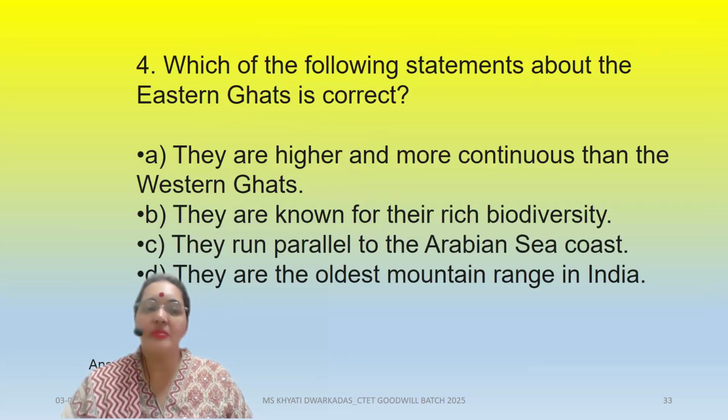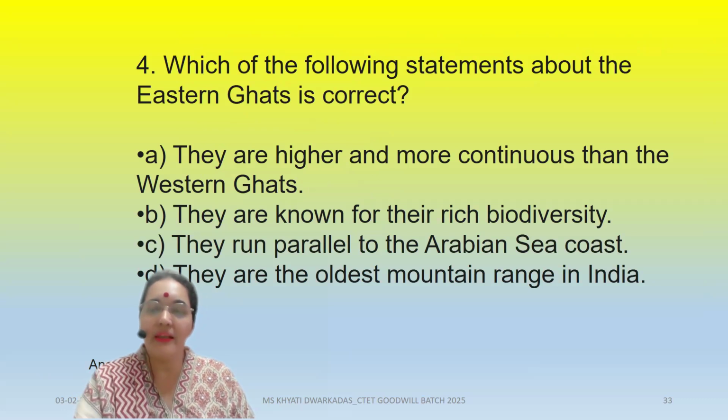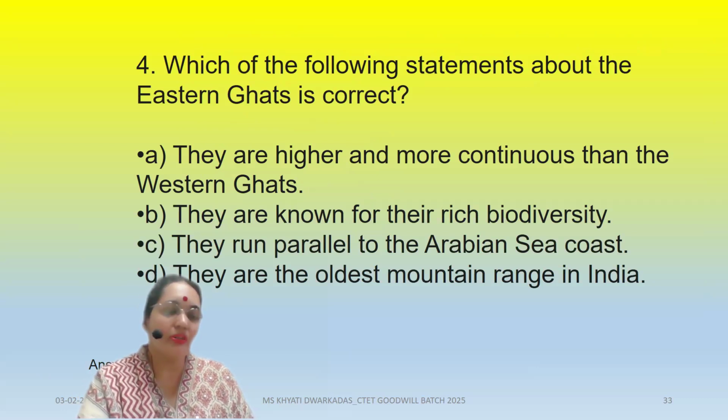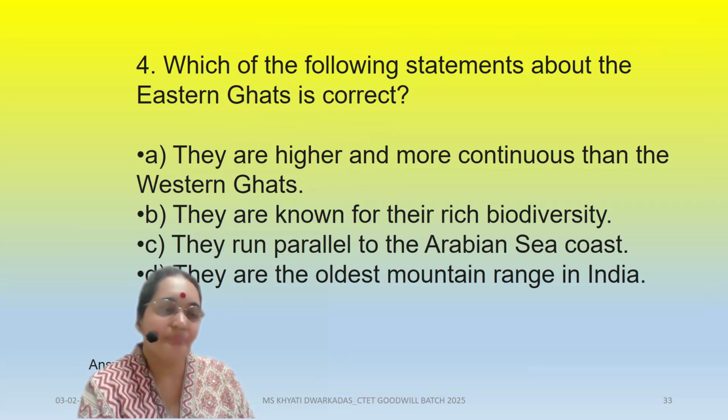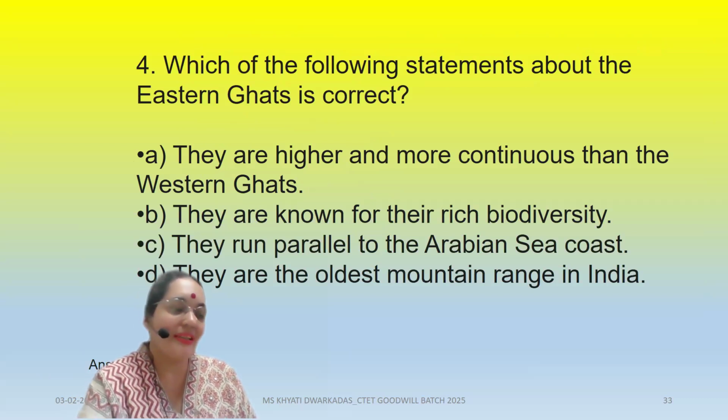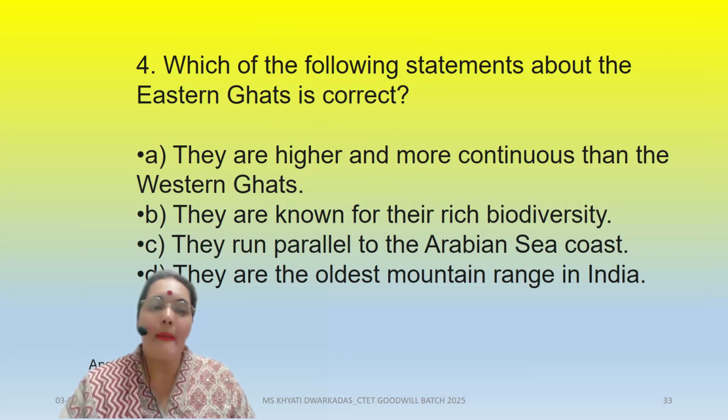Which of the following statements about the Eastern Ghats is correct? They are higher and more continuous than the Western Ghats. They are known for rich biodiversity. They run parallel to the Arabian Sea. They are the oldest mountain range in India. And the correct answer is very rightly B. Very, very good, Zainab ma'am.